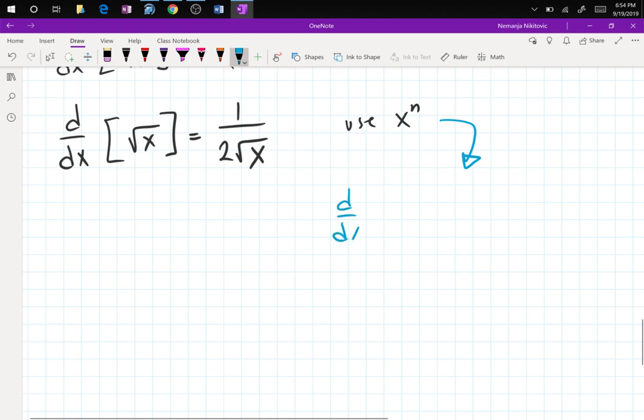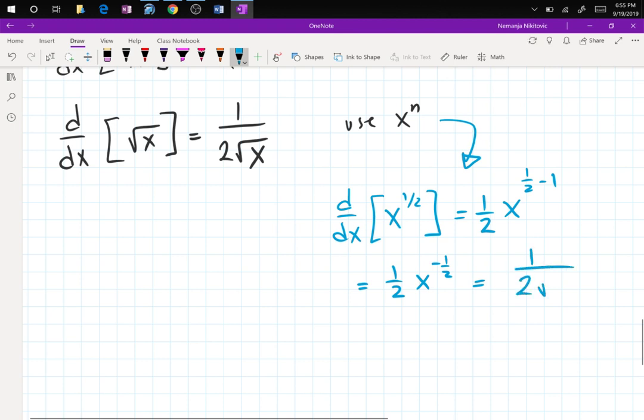I have the derivative of x to a half, because that's what square root of x is. Square root is 1/2 exponent. So now I'm using the x to the n formula for derivatives. So kick out 1/2, that's the exponent, times x to the 1/2 minus 1. Well, that's equal to 1/2 x to the negative 1/2. Then this negative drops the x in the denominator, and the half gives it a root. So 1 over 2 root x.